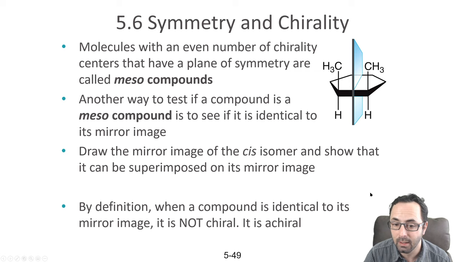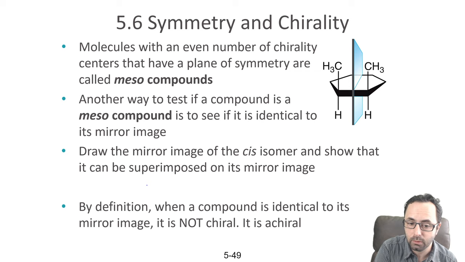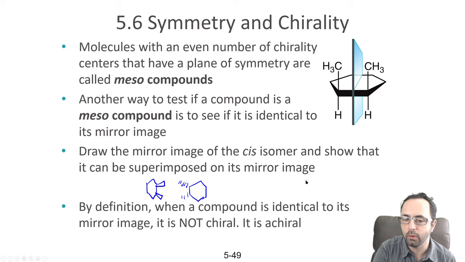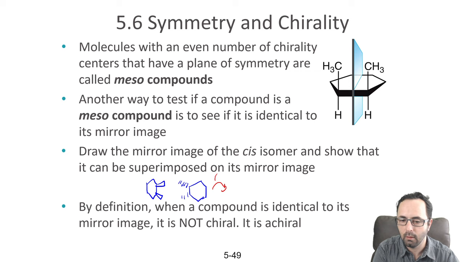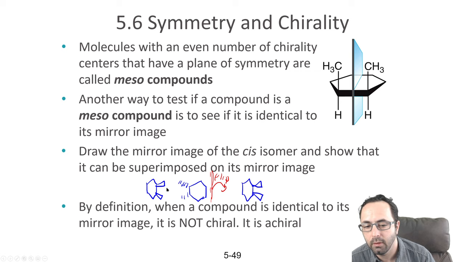We can do this very simply if we draw the Haworth projection. We'll see. If we draw a Haworth projection for this, with the methyls on the same side, and then we draw its mirror image, it's even easier if we do it this way. If we flip both chirality positions, if you take this and flip it over like a pancake, over this plane right here, then what you get is exactly the same molecule. These two are the same.